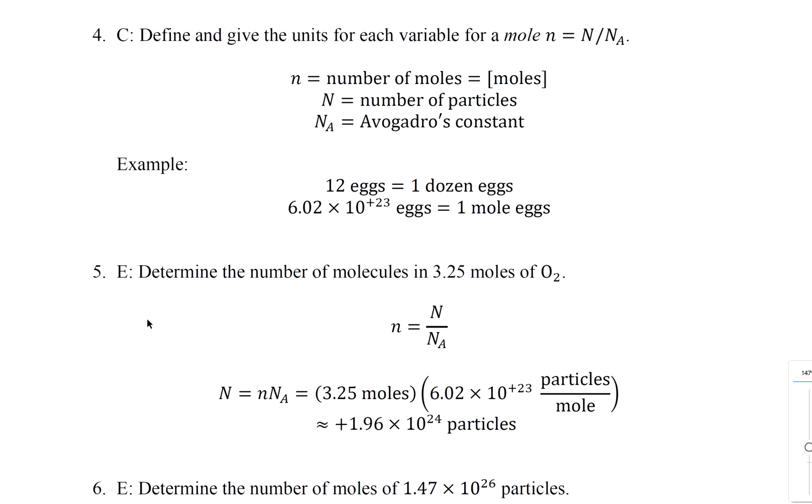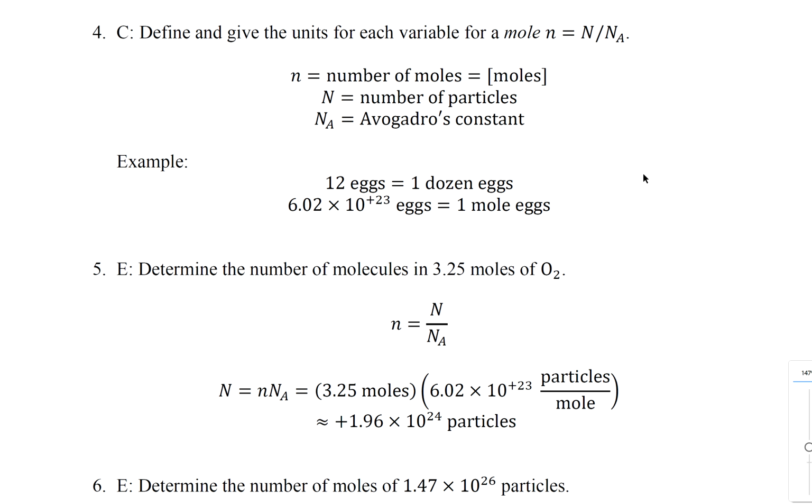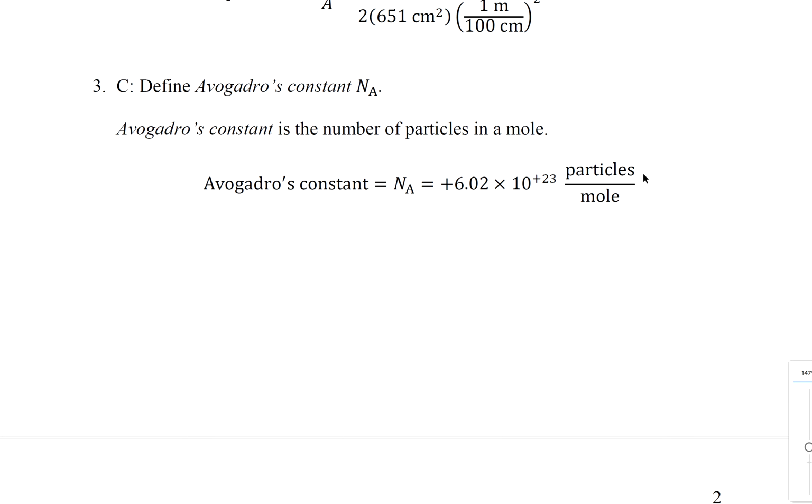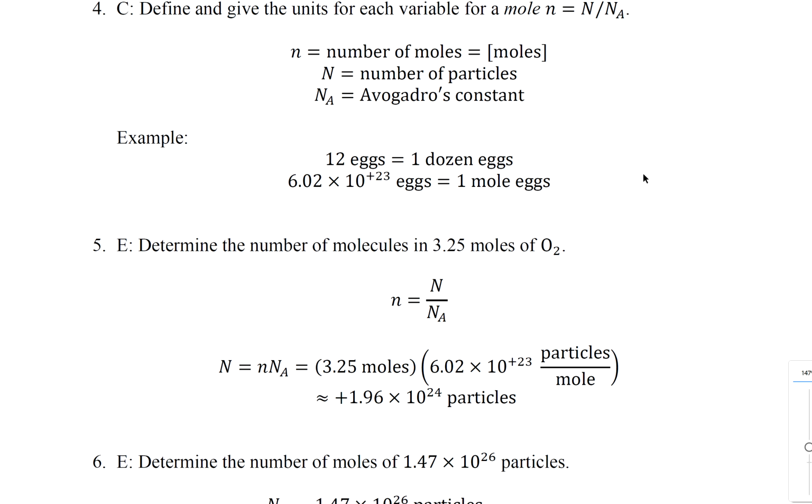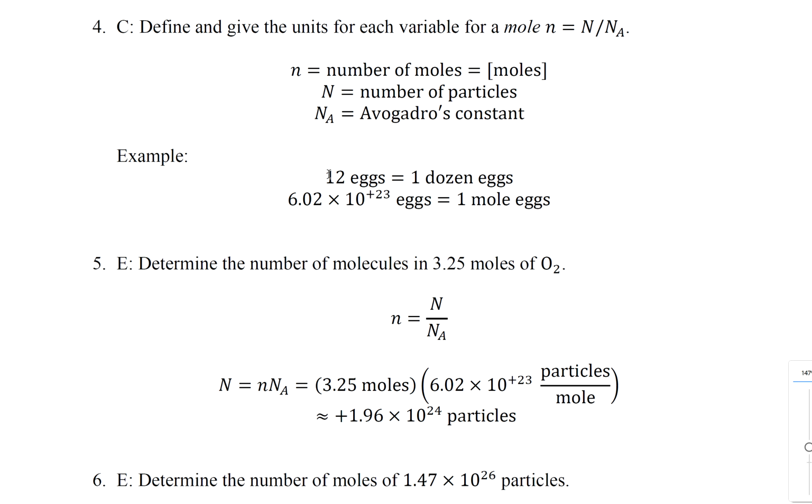Question 4. Define and give the units for each variable for a mole. Little n equals big N over N sub A. So little n is number of moles, big N is number of particles, and N sub A is Avogadro's constant, which we were just talking about in number 3. So an example, instead of saying 12 eggs, you could just say 1 dozen eggs. If you have 6.02 times 10 to the 23 eggs, you could just say 1 mole of eggs.